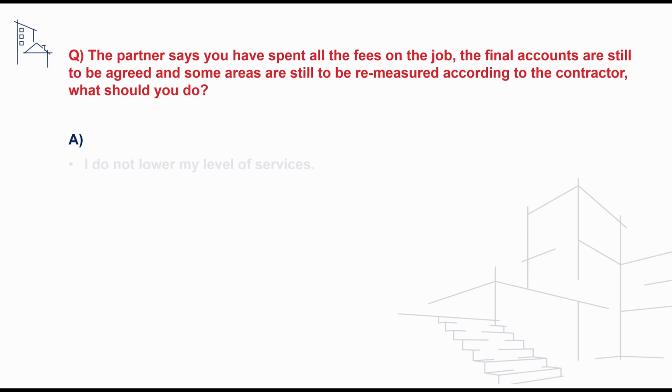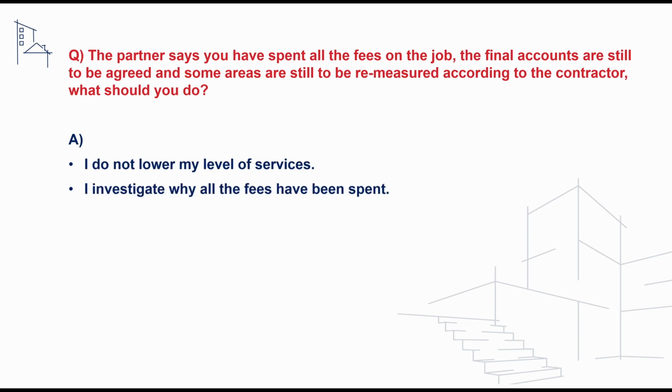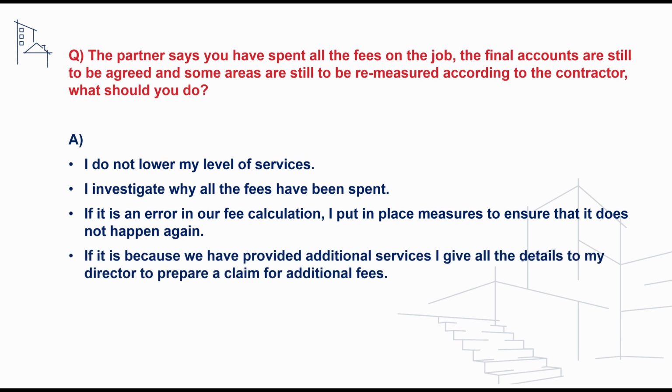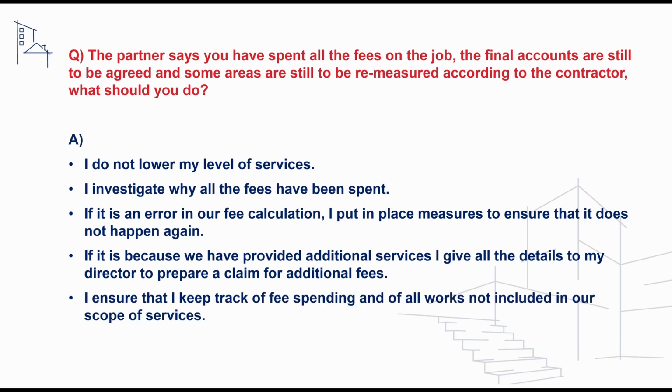And to address this, we need to be careful not to lower our standards of service, and we would need to investigate why all the fees have been expended. If this has been caused by an error in our fee calculation, we would need to put in place measures to ensure that this does not happen again. However, if it's because we have provided additional services, we would need to give all the details to the director or partner in order to prepare an additional fee claim, or we would need to keep track of any fees expended not included in our original scope of services.